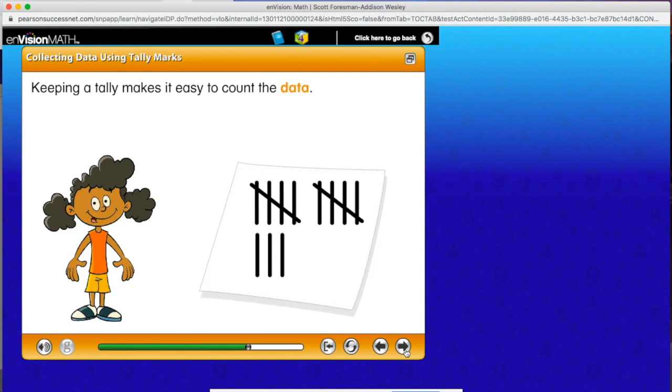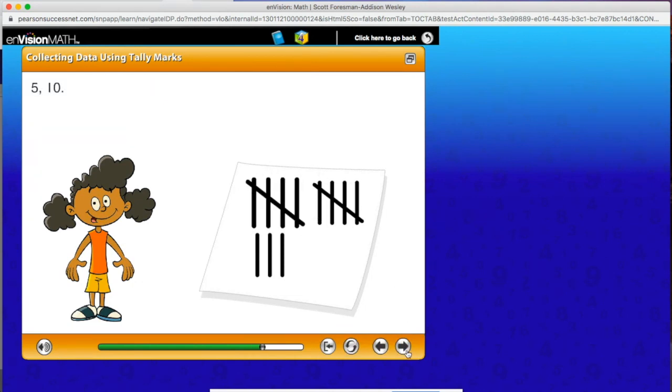Keeping a tally makes it easy to count the data. Count the tally marks by 5s. We're going to do the 5s first. If we skip count, count with me, 5, 10. Now we need to add in our 1s. Then count on by 1s. So we were at 10.